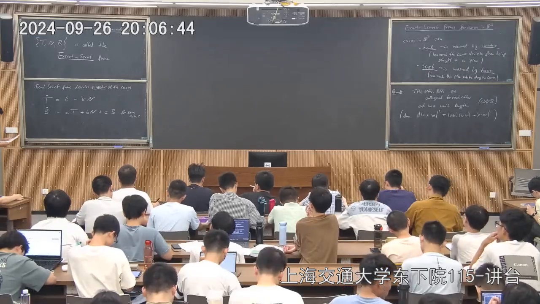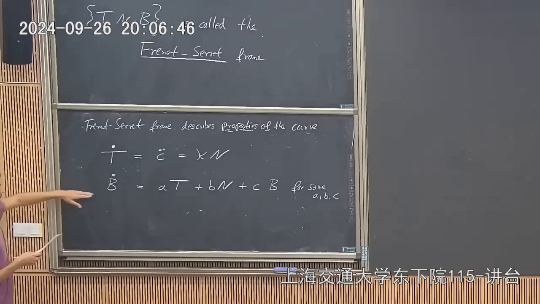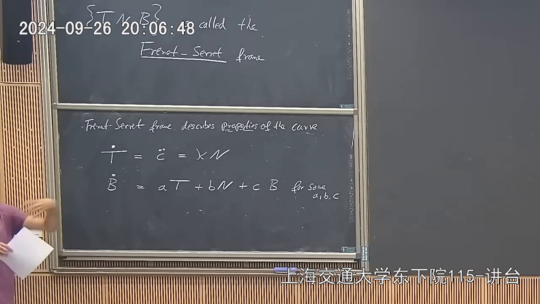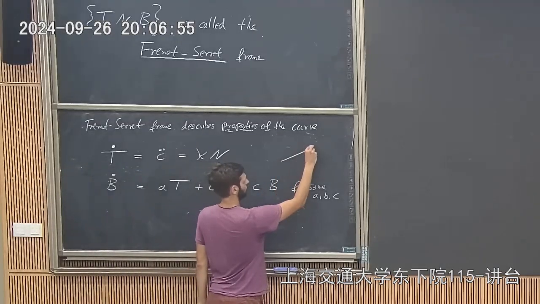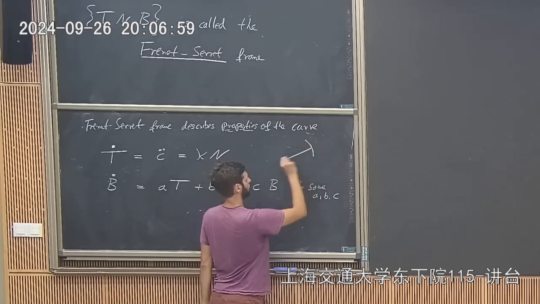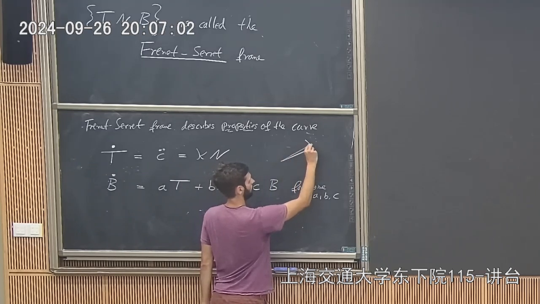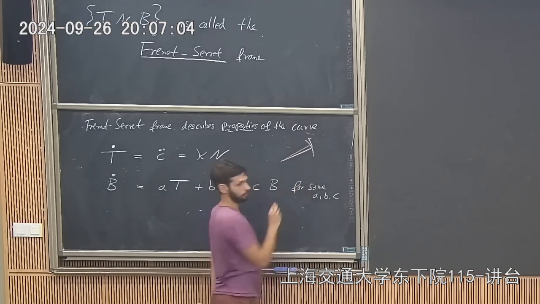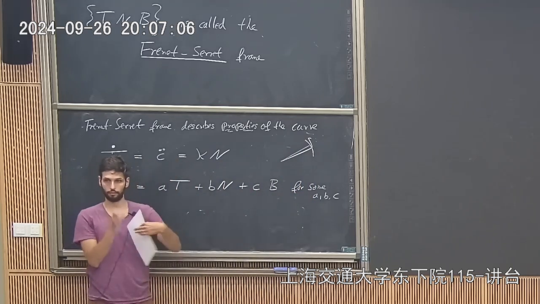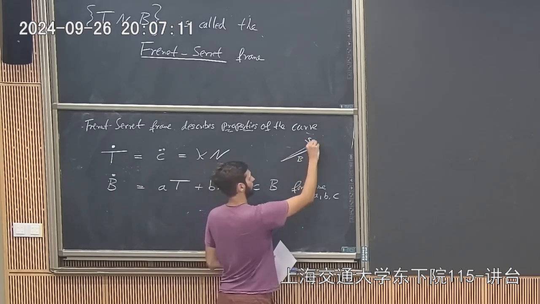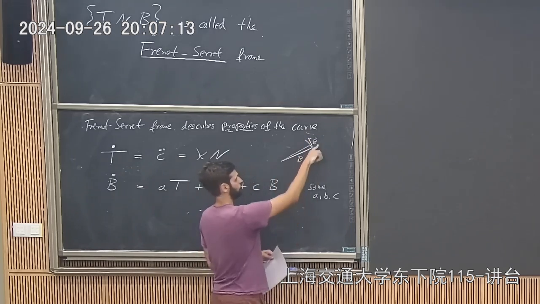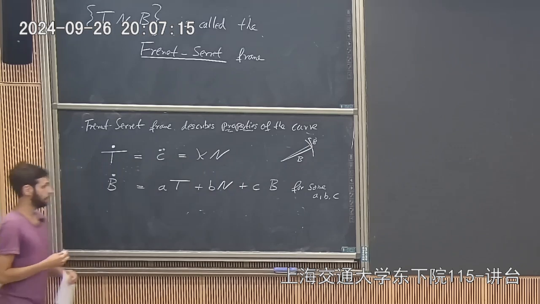The first part is that because B is a unit vector, and that's true for all times, if you change the vector slightly, the change of that vector will be something that is orthogonal to the vector itself. So if B is here and B prime is here, then B has to be orthogonal to B prime.